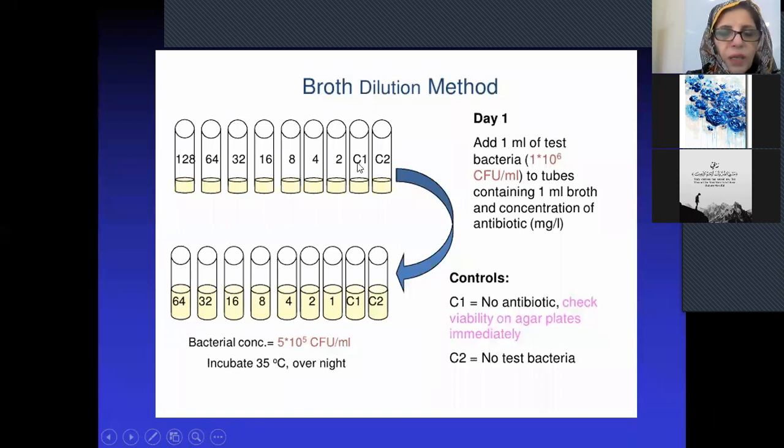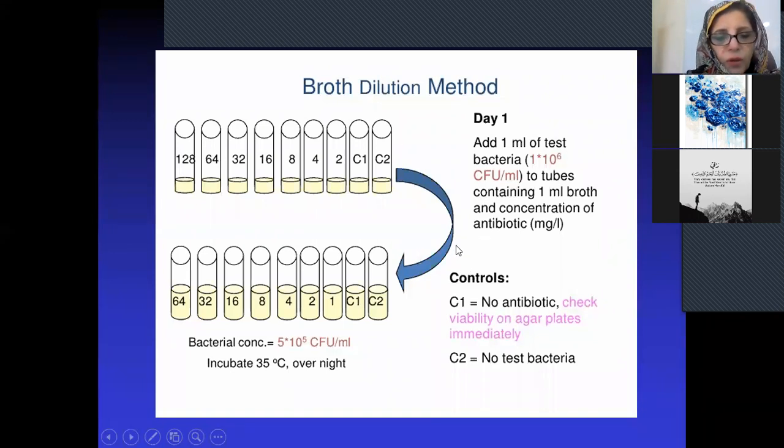Number 1 would be no antibiotic. Number 2 would have 2 milligram per liter. Number 3 would have 4 milligram per liter, and so on and so forth. Control 1 is without the antibiotic, control 2 is without the bacteria. So this would tell us that the test we are performing is going correctly.